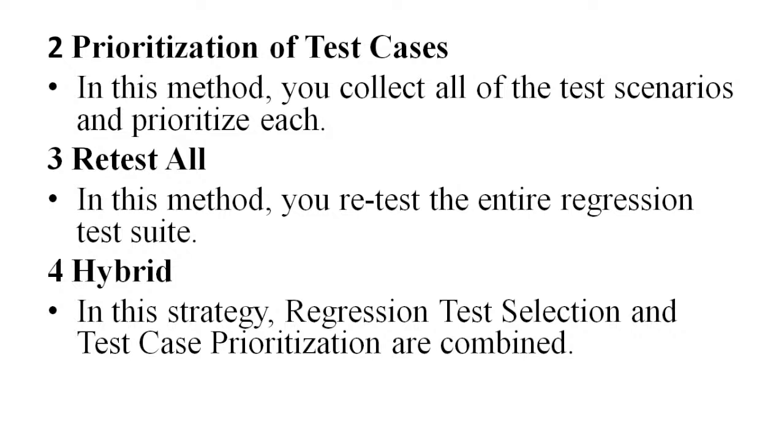So regression testing means testing the old functionalities of the application while adding some new functionalities. Due to the impact of the new functionality, any changes will be identified in the old functionalities. This is done under four methods. The first method is regression test selection, where we select the particular test cases. The second is the prioritization of test cases, where we give priority to each and every scenario. The third is retest all, where we retest the entire regression test suite. And the fourth is the hybrid, meaning a combination of the first two stages.